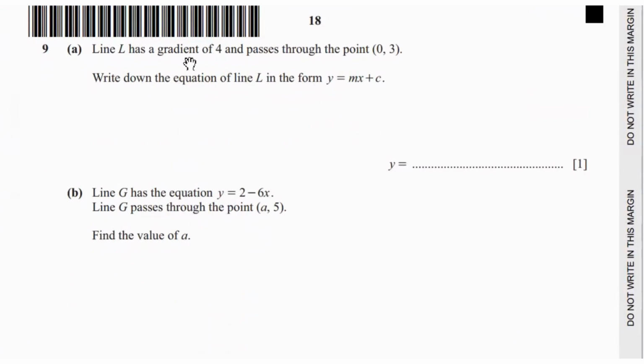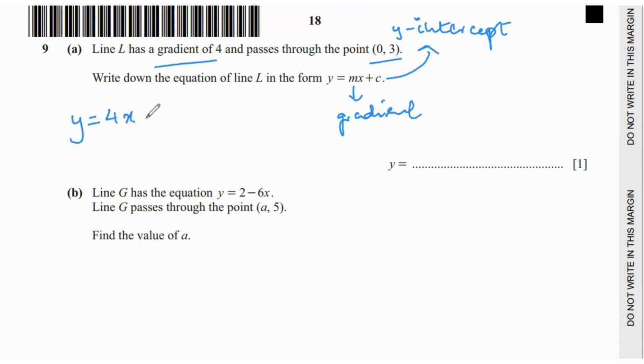Question 9 says line L has a gradient of 4 and passes through the point (0, 3). Write down the equation of the line L in the form y equals mx plus c. So 3 is your y-intercept, and this is your gradient. So m is the gradient and c is the y-intercept. So y equals 4x plus 3. That's your answer. The y-intercept is 3, gradient is 4. Just substitute the values and that's it. No calculation.